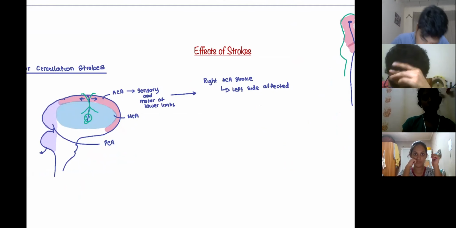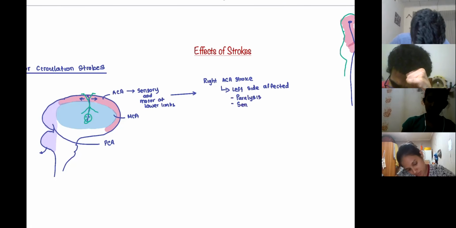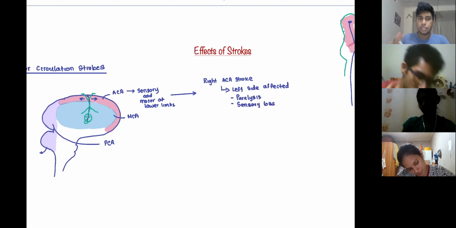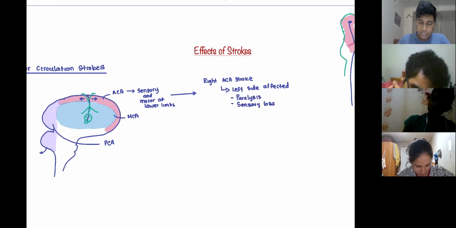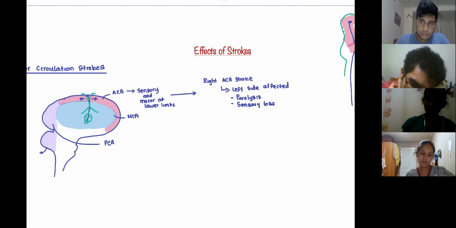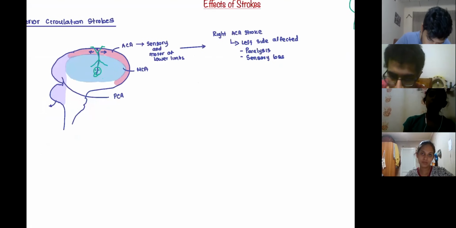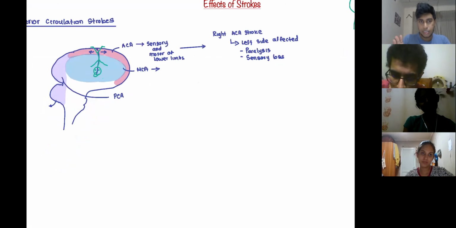So there's going to be paralysis and sensory loss. Basically, that side is useless. The patient's lower legs on the left side, he can't move, he can't do anything, he can't even feel it. There's nothing to memorize, everything is to understand. This is why I love neurology. There's two ways you can study this. One is by memorizing, the other one is by understanding.